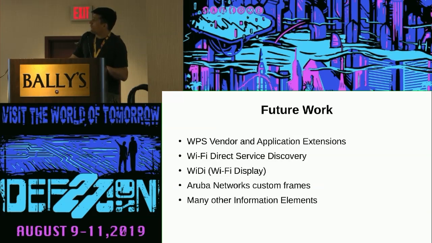So, future work: there's a lot of things anyone can grab and look into. There's WPS, which has something called vendor and application extensions, and when I was wardriving, I found a lot of devices leaking information. There's also the Wi-Fi Direct service discovery, which is again useful because you can ask the device what type of service they are providing. So again, you can fingerprint based on the service they are providing. Remember that everything is without authentication. The device is there, and you talk to them, no authentication needed.